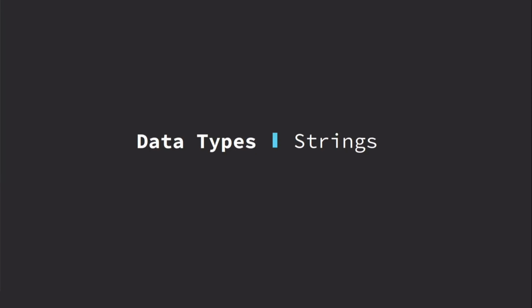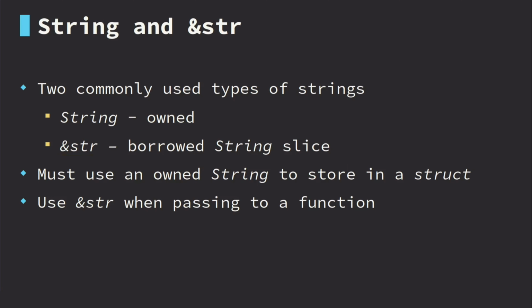We then have the reference to str. This is a borrowed string slice. You can say this as a string slice. If you want to store string data in a struct, you must use an owned string. You can't store a slice in a struct, at least not yet. When you want to give string data to a function, you want to use a string slice because it is more efficient to do so.